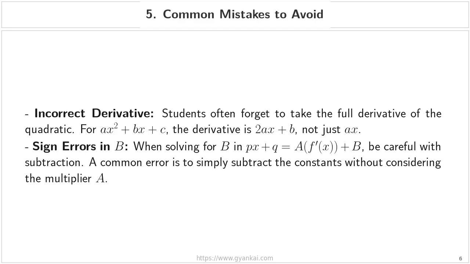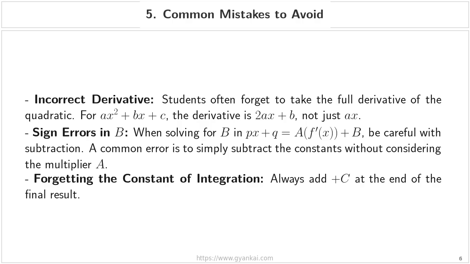Next, we have sign errors in b now. Recall how we rewrite the numerator, px plus q, as a times the derivative of our quadratic plus b. So, we have px plus q equals a times (2x plus b) plus b. When you're solving for b, it's easy to make a mistake with the arithmetic, especially if a isn't equal to 1. Be very careful when subtracting to isolate b. Don't just subtract the constant term from q without considering how a is multiplied with b. Take your time and double-check your calculations here.